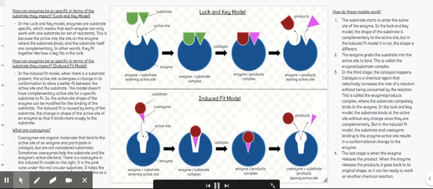Hello, my name is Churishma Chandu, and this video is going to be about enzyme action and two models, the lock and key model and the induced fit model. First, let's look at the different parts of these two models.